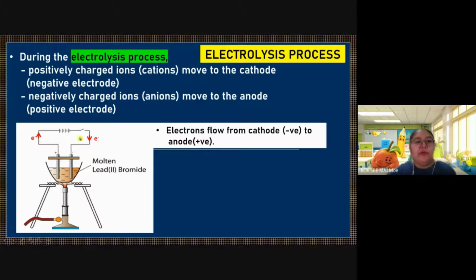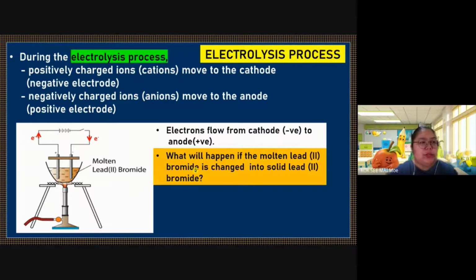So the electron will flow from the negative, after that go to the positive. That means from the cathode, negative, then they go to the anode, positive. This one is the direction of the electron, how it moves. Current must come out from the positive, then go back to the negative. So remember, positive charge and electron move in opposite directions.